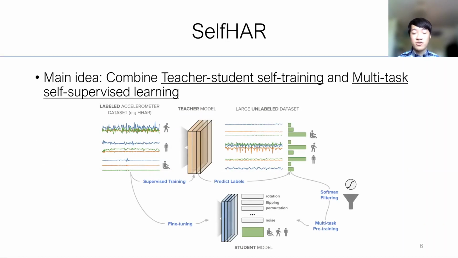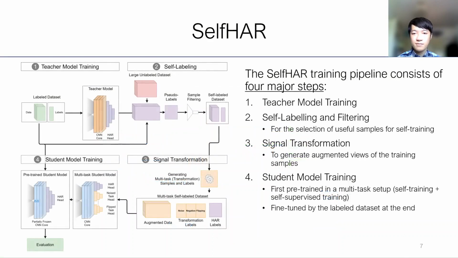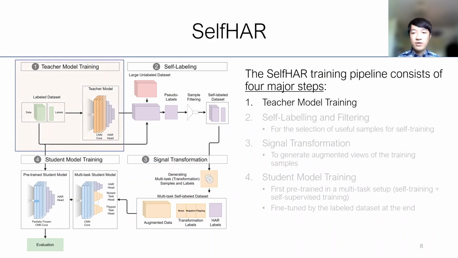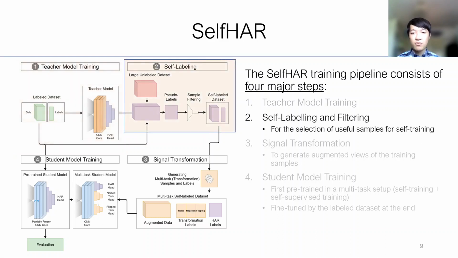The main idea of SelfHAR is to combine teacher-student self-training and multitask self-supervised learning. And it consists of 4 major steps. First of all, we train a teacher model using conventional fully supervised training on the labeled dataset. And then we run the unlabeled dataset through the teacher model to obtain pseudo-labels. And then we perform sample filtering to select the most useful samples to form the self-labeled dataset.